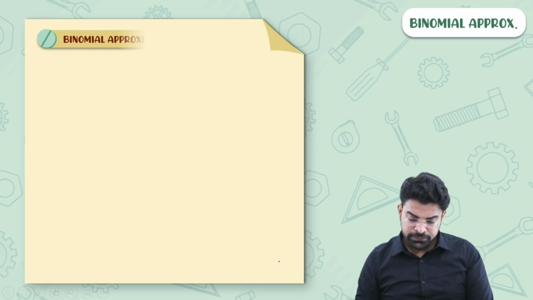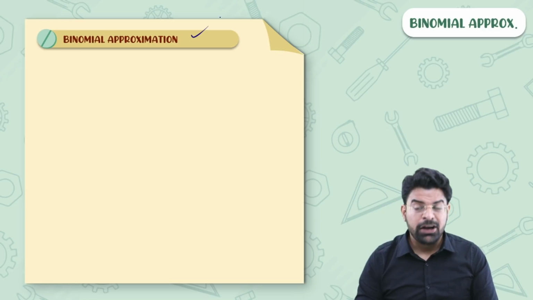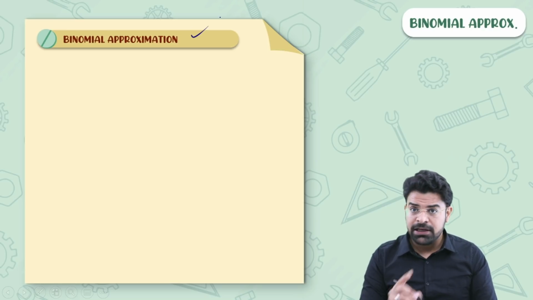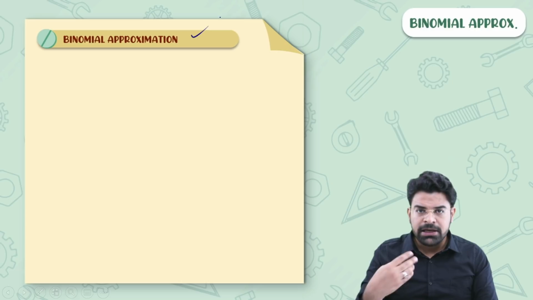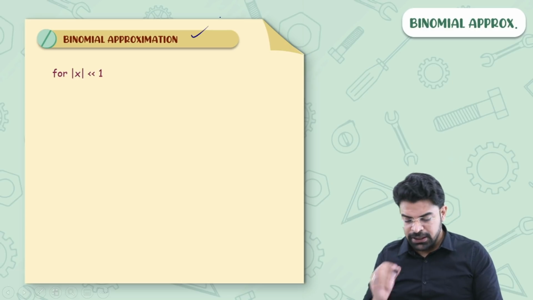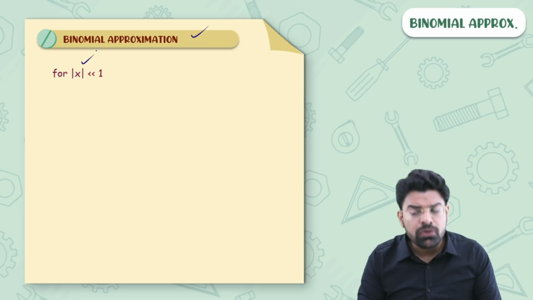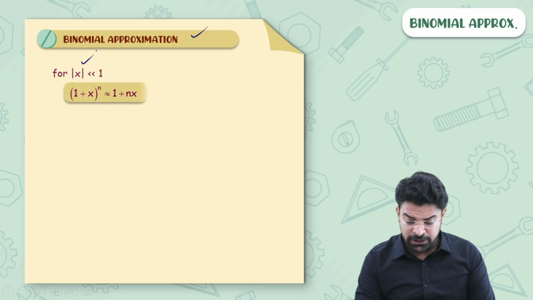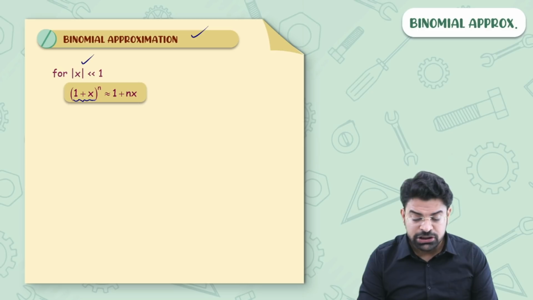Moving on. Now let's talk about binomial approximation. This is a very useful tool and is used in many chapters of physics, and it will be useful in solving many questions. So let's focus. If the magnitude of x is less than 1, then 1 plus x raised to the power of n can be approximated to 1 plus nx.